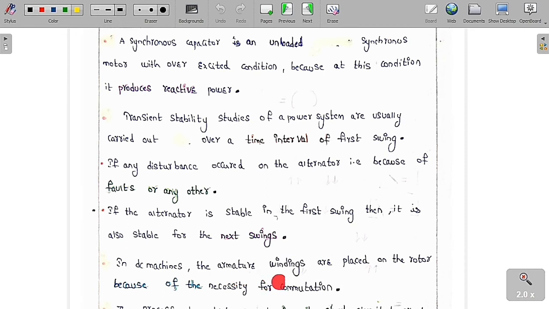In DC machines, the armature windings are placed on the rotor because of the necessity for commutation. In a synchronous machine there is no need for commutation, so we can keep the armature coil either on the stator or on the rotor. But in DC machines, commutation is always required, so we always keep the armature winding on the rotor.